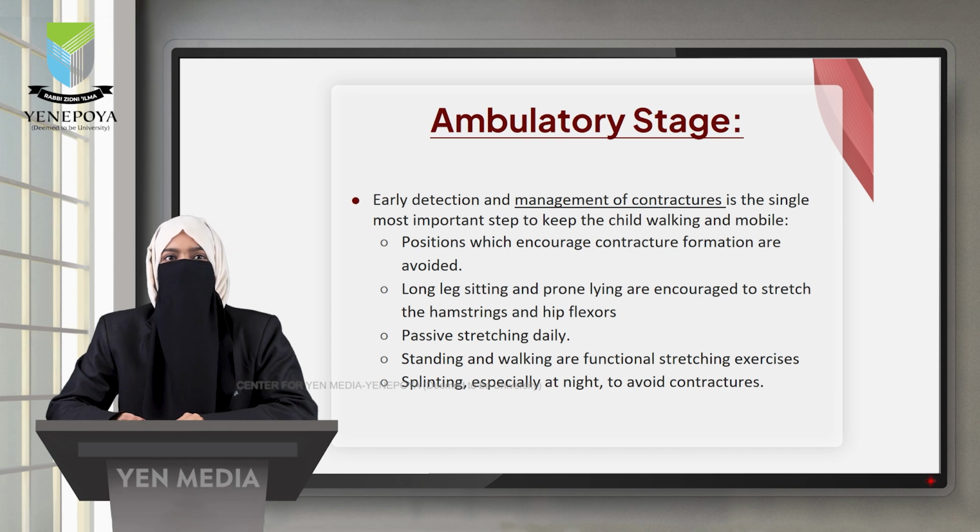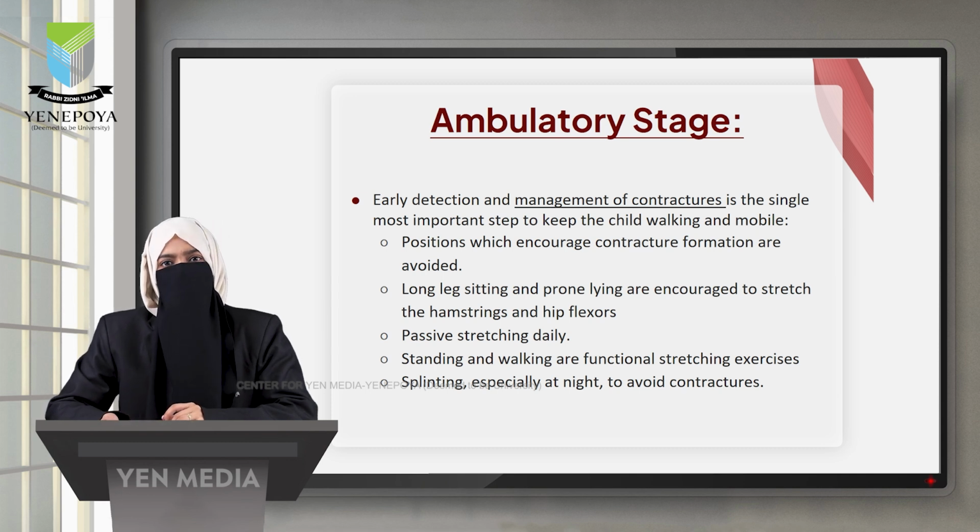So how do you manage or prevent these contractures? Positions which encourage contracture formation should be avoided. Positions such as long leg sitting and prone lying are encouraged so that they stretch the hamstrings and the hip flexors, which are prone to get contractures. Passive stretching or active stretching should be done daily. Standing and walking are functional stretching exercises.